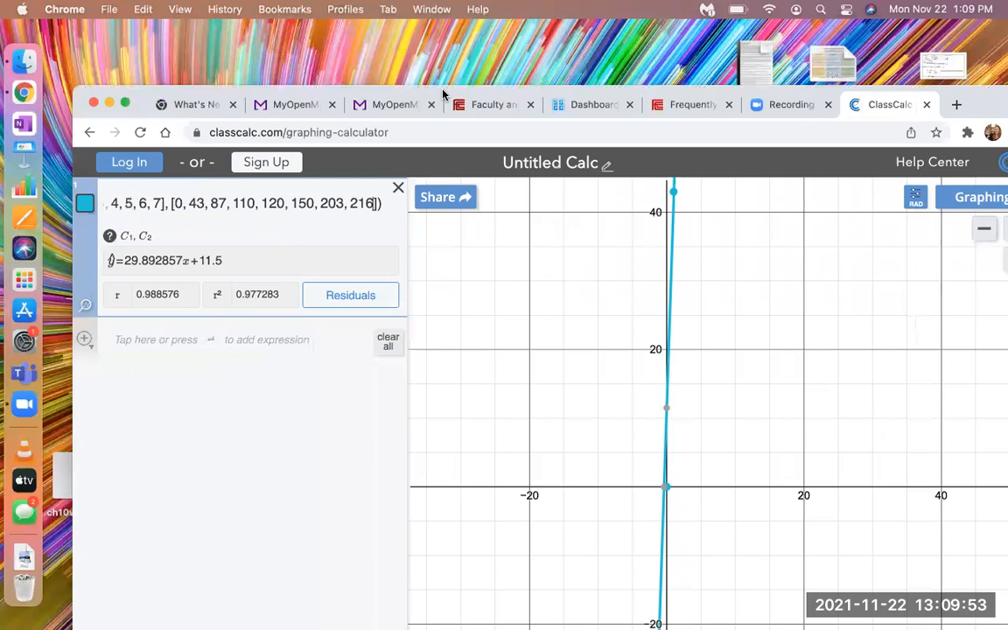And automatically, I didn't even have to press enter. As soon as I put my lists in, it gave me the equation, and also the correlation coefficient R and the coefficient of determination. So it gave me everything. They wanted us to round both numbers to whole numbers. So 29.89 rounds to 30, and the other rounds to 12. So we're going to say 30x plus 12. I just took all the decimal numbers and rounded them to whole numbers.